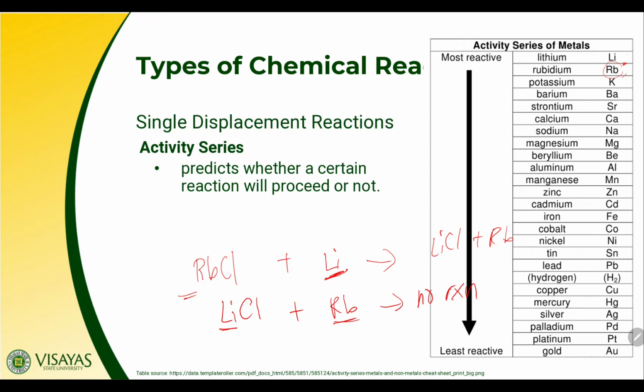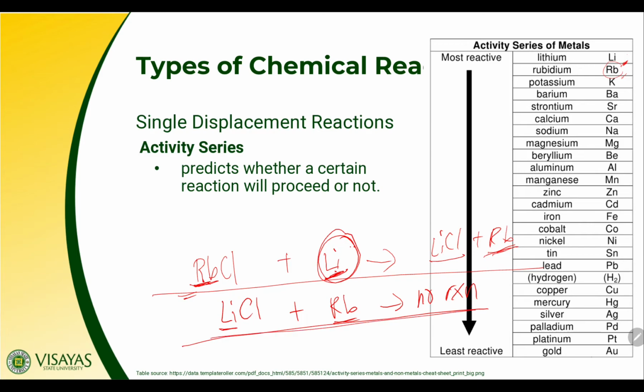Okay? So that is how we use the activity series. In the first equation, since lithium is the one which will displace rubidium, we have to look at the series. It's above rubidium, so there is a reaction. Lithium can displace rubidium to form lithium chloride, and rubidium is now displaced. Here in the second equation, rubidium is supposed to be displacing lithium in the lithium chloride. Again, we refer to the activity series. Rubidium is below lithium, so it cannot displace lithium in the compound. Therefore, we don't have a reaction in here.